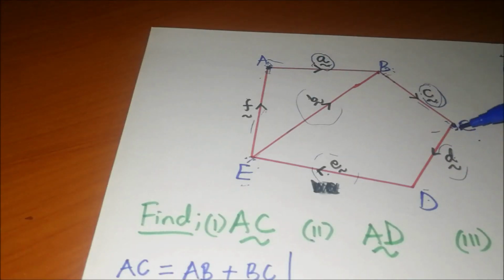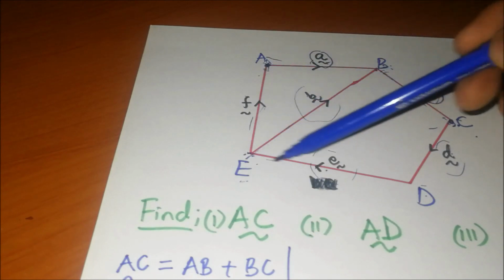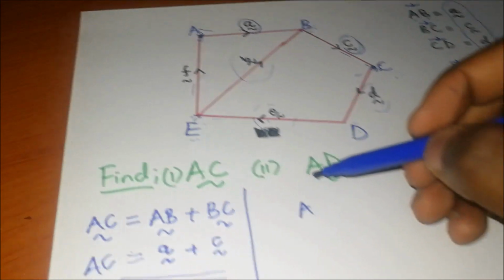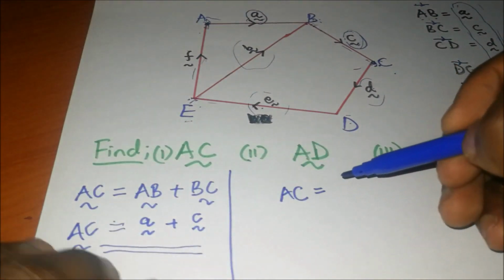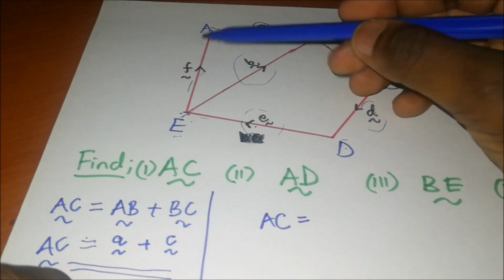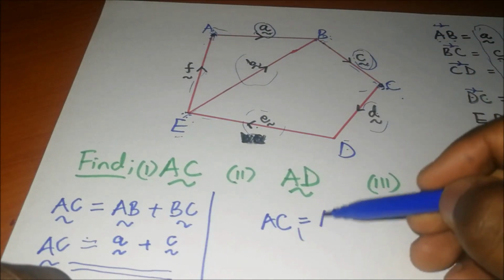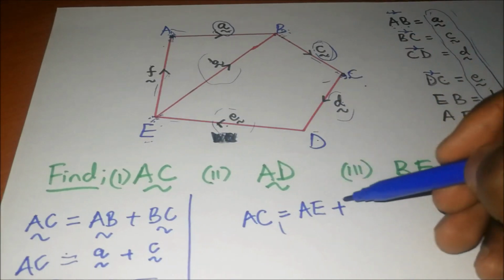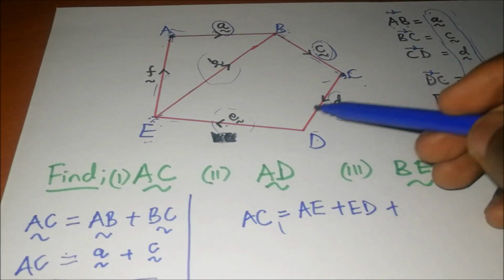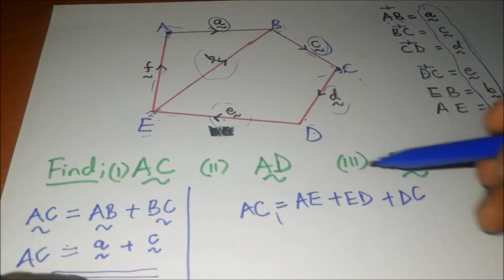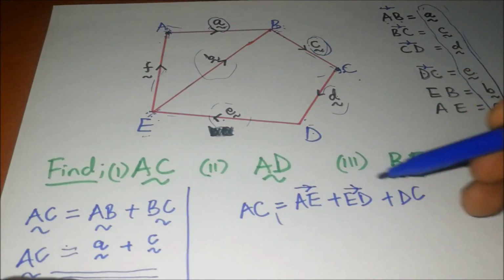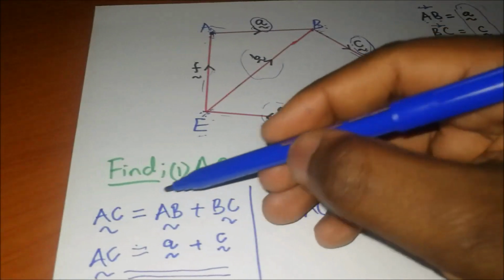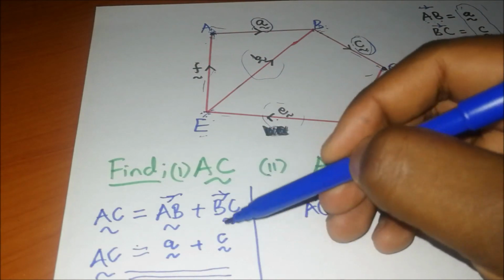Or I can use an alternative route. For me to move from A to C, I can use this route, that route, that route to reach C. So it means here that SC is going to be equal to AE plus ED plus DC. Let me put arrows here. It's the same thing here. Let me maintain this as that.